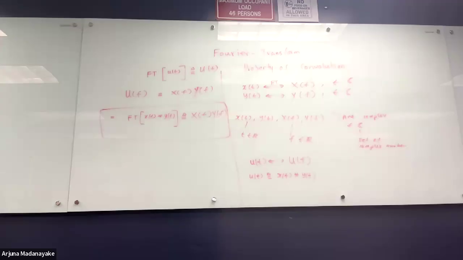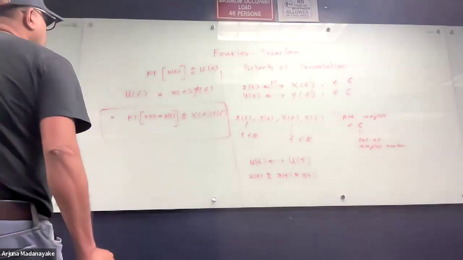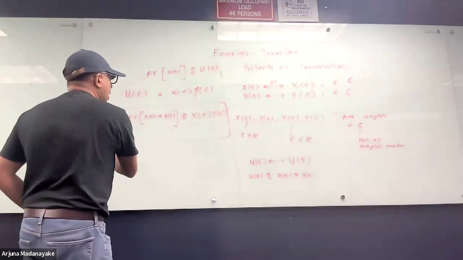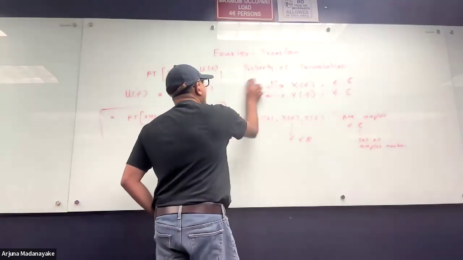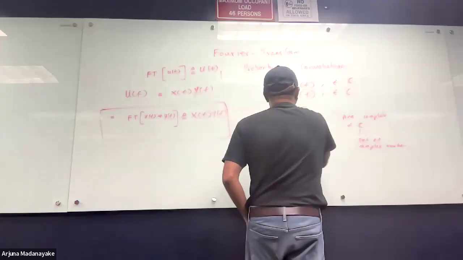Yeah. The Fourier transform of u of t gives X of f times Y of f, where u of t is the convolution of x of t and y of t. So I'll leave this part as is and I'll place it here. And we'll prove this. It's not difficult to prove.